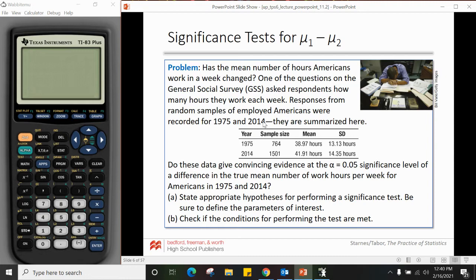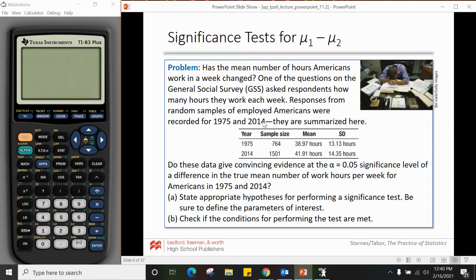So let's look at a problem. Has the mean number of hours Americans work in a week changed? One of the questions on the General Social Survey asked respondents how many hours they worked each week. Respondents from random samples of employed Americans were recorded for 1975 and 2014, and they are summarized below. So does the data give convincing evidence at the alpha of 0.05 significance level of a difference in true mean number of hours worked per week for Americans in 1975 and 2014?